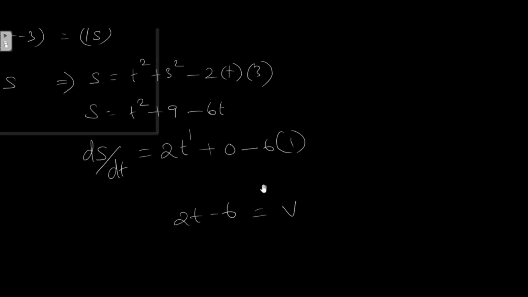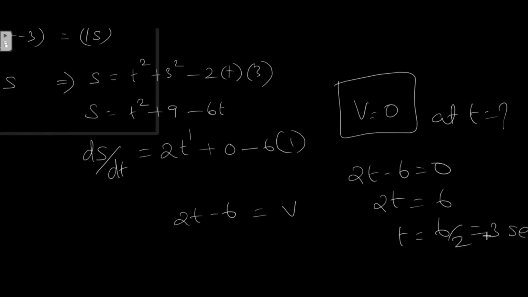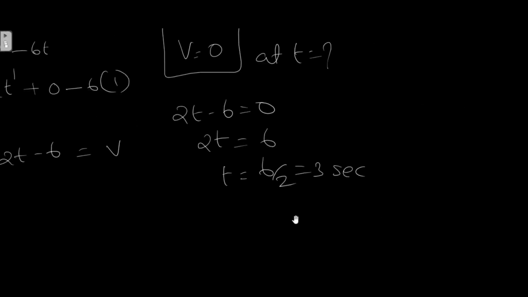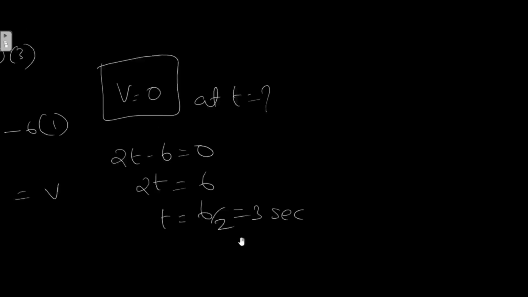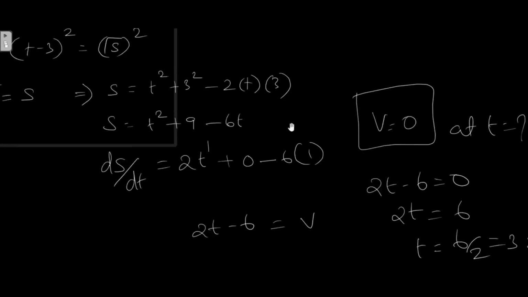When velocity becomes 0, what is the time? The velocity is 0 at time t equal to what? So 2t minus 6 equal to 0, so 6 equal to 2t, t equals 6 upon 2, that is equal to 3 seconds. At the third second, velocity will be 0. Then what is the displacement at that time?